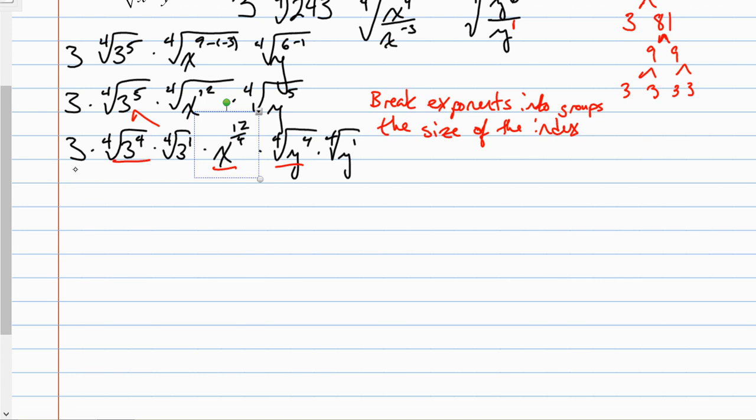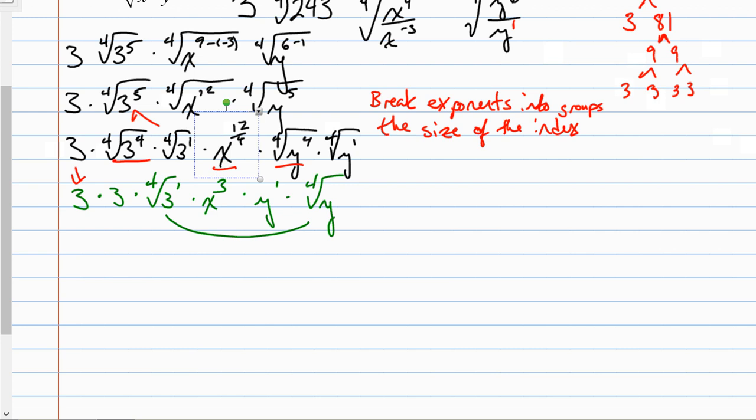So this is going to give me this 3 comes down as a 3. The 4th root of 3 to the 4th is also a 3. And then I'm left with the 4th root of 3 to the 1st power. And then x to the 12 over 4 is x cubed. Y to the 4 over 4, essentially, is y to the 1st. And then I have a 4th root of y.